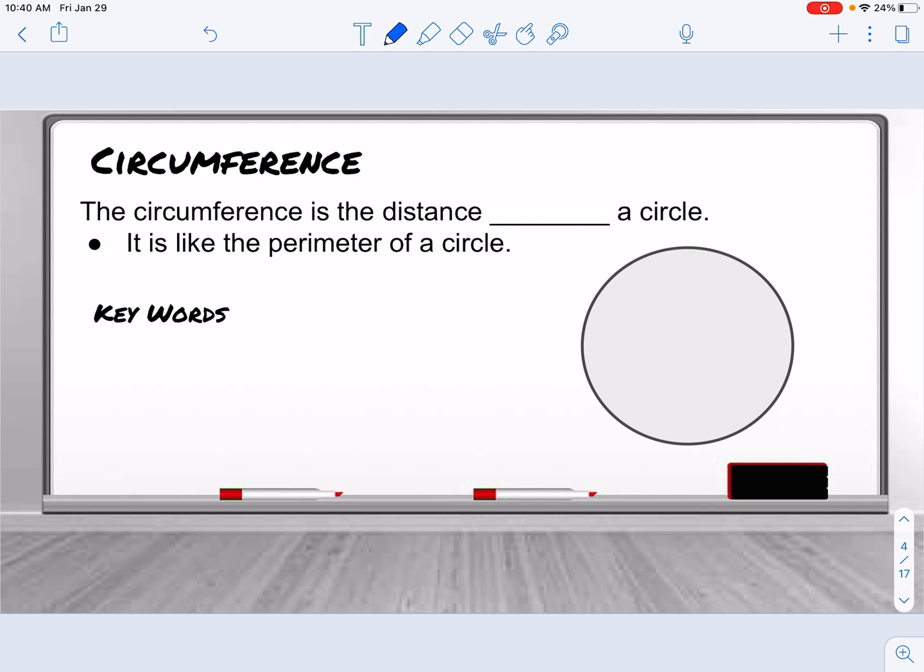Circumference. The circumference is the distance around a circle. Okay, it's kind of like the perimeter of a circle. So the circumference goes around.